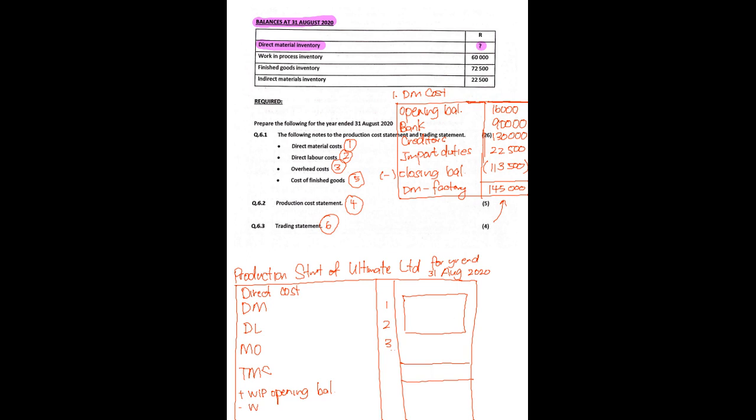And the final figure that you're going to get from here is actually what you need for note number 4. It's the cost of your production of your finished goods. So cost of production of your finished goods. So this is the final figure that you will need.